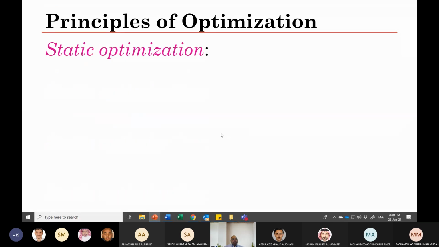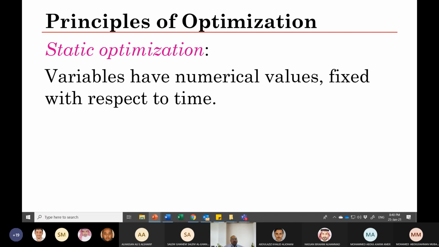Okay, now we have static optimization. If all the parameters are stationary or static, with no variation with time, the variables have fixed numerical values with respect to time. So for Kp and Ki, in that example of the controller, Kp is fixed and Ki is fixed. So this is the kind of static optimization.